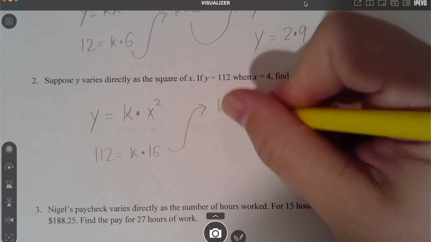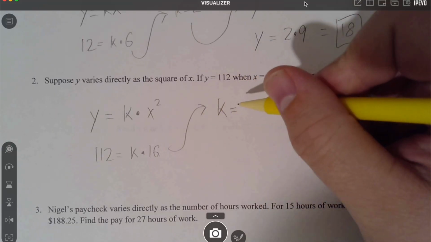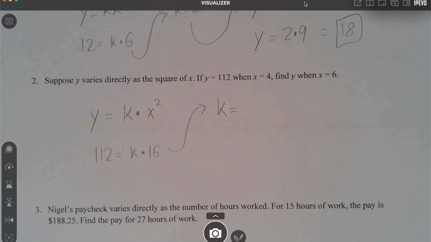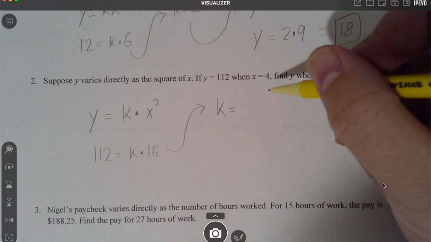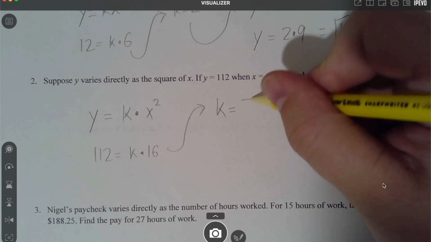Solve, solve, solve. If I divide both sides by 16, let me think about that. 112 divided by 16. Well, that ends up being 7.